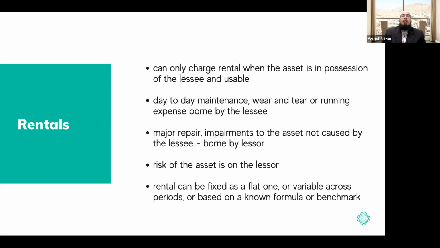Okay, now in terms of fixing the rentals, they can be fixed as a flat rental across the period. For example, if the rent is for 5 years, the entire 5 years could be one rental amount, no issue, or it can be variable. Now variable, for example, let's say in year one it is $1,000, in year two $1,200, in year three another $200 extra, like that, it is fine as well.